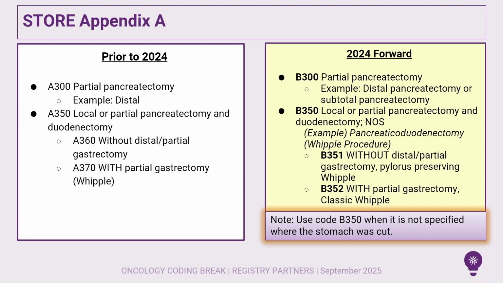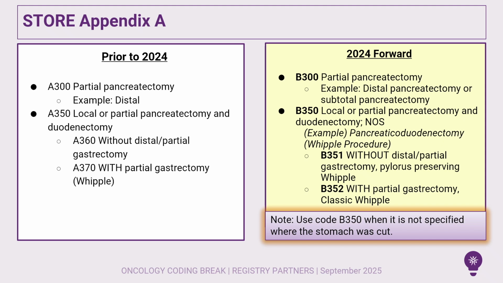So in the STORE Appendix A, prior to 2024, we had the A300 partial pancreatectomy, an example of a distal pancreatectomy, and then A350, which included the NOS code of the pancreatectomy, the partial, A360 without the partial distal gastrectomy, and then the common Whipple, which is the A370.